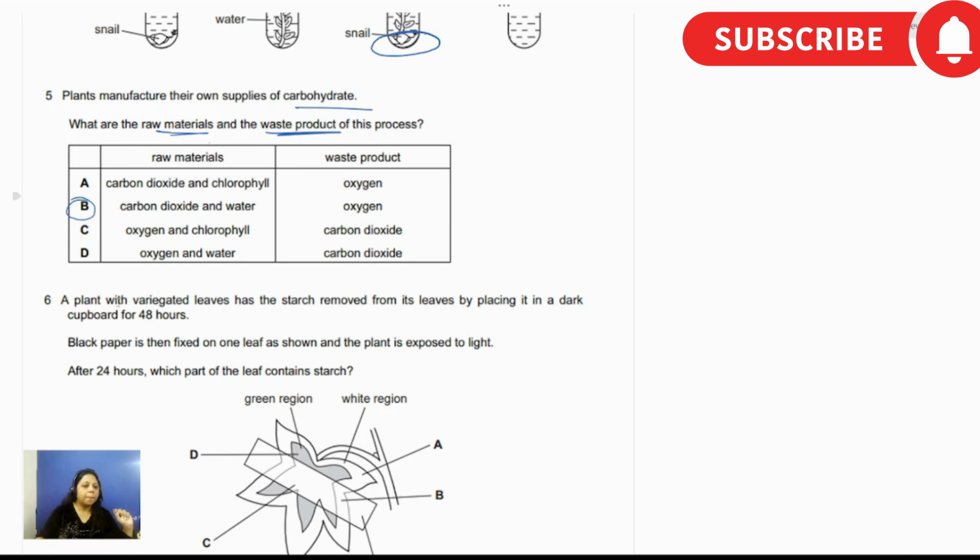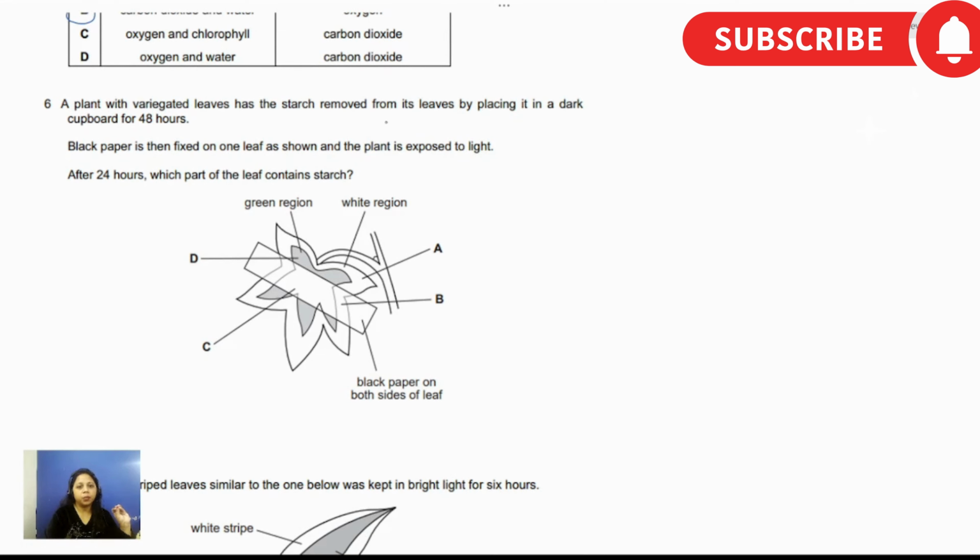Okay, next one. A plant with variegated leaves has the starch removed from its leaf by placing it in the dark. So we have white region and we have green region. Black paper is then fixed on one leaf as shown and the plant is exposed to light. Now this whole area is not receiving light. So in which part of the leaf would starch be present? D. Exactly, because this is the light area. C is totally black, so it won't produce. A is white area, it cannot produce. So only D is the correct option.